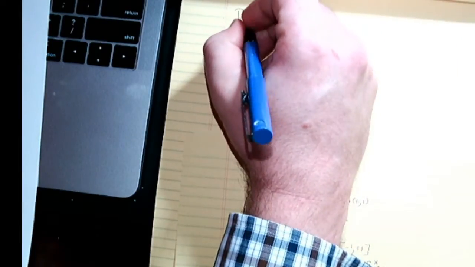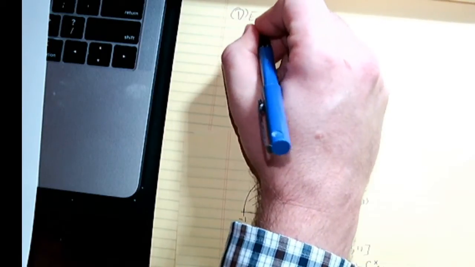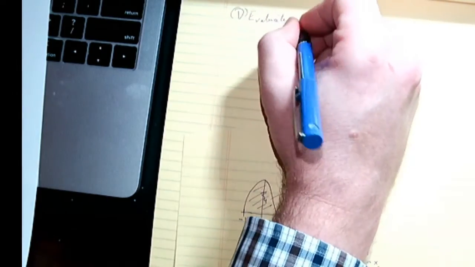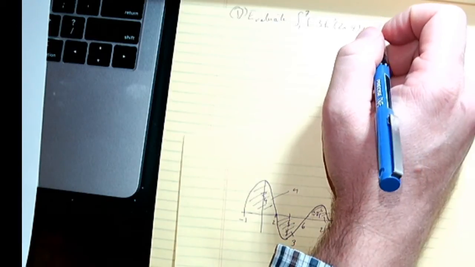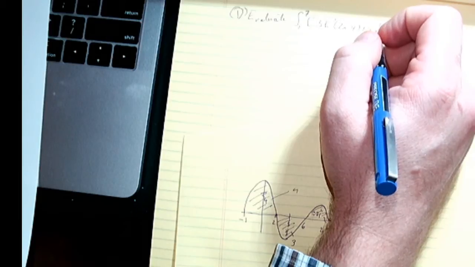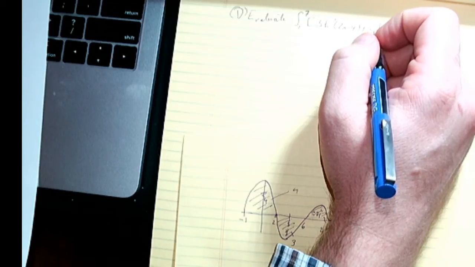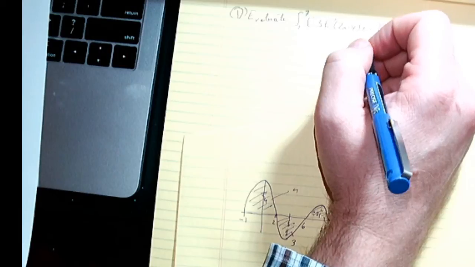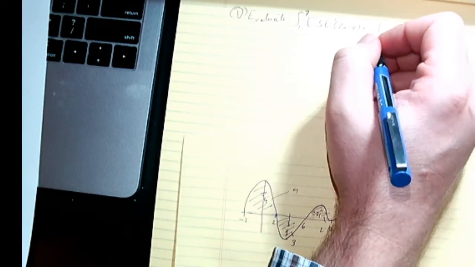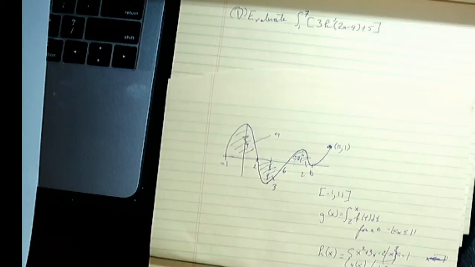Now, D is an interesting one. D says, evaluate the integral from 1 to 7 of 3h prime of 2x minus 4 plus 5. So how do we find h prime of 2x minus 4? Well, h prime in this area is just f of x.